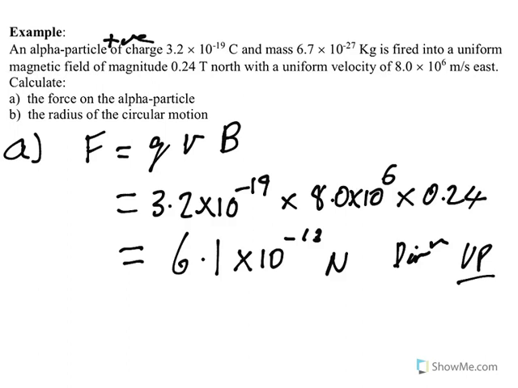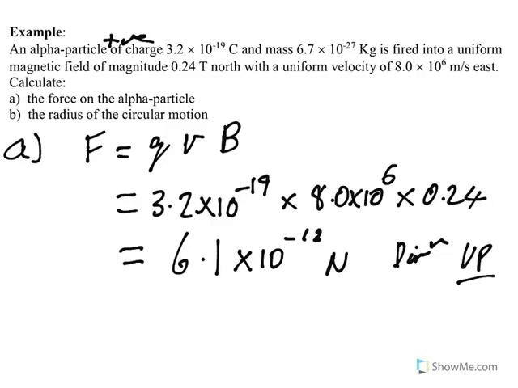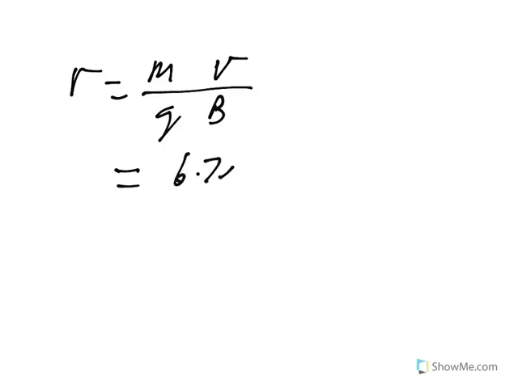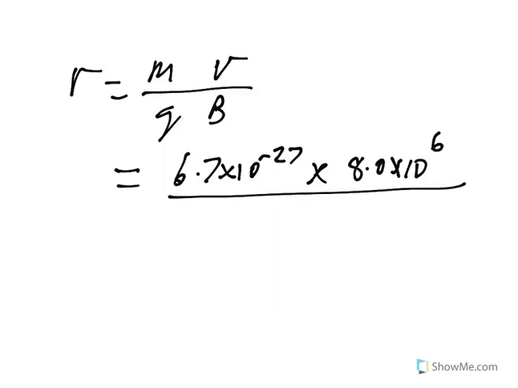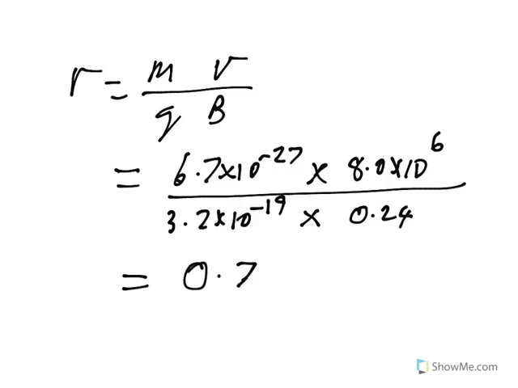Part B is asking for the radius. Okay, so the radius, of course, is mv on qB. So the mass, the information back here, the mass 6.7 by 10 to the minus 27, times the velocity, which was 8.0 by 10 to the 6, over the charge, which was 3.2 by 10 to the minus 19, and then the field was 0.24. You put all that in your calculator, and you find it comes out to 0.7 of a metre. Alright, so that's that for some using charges.